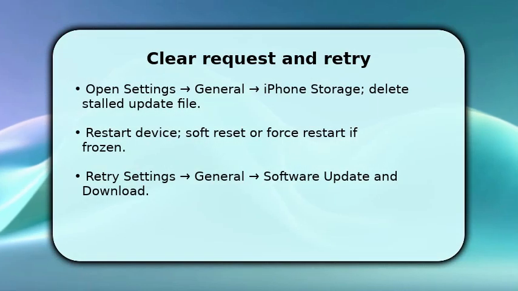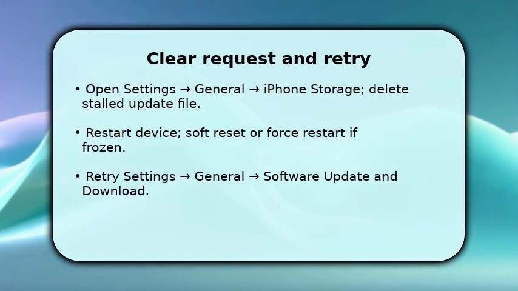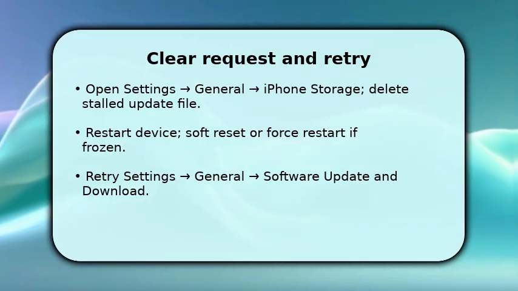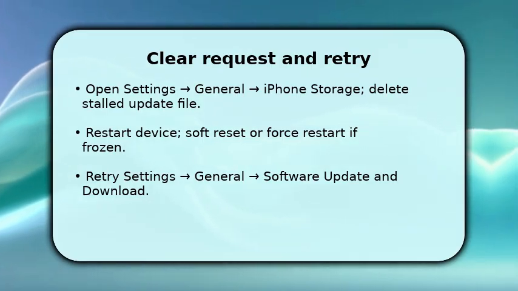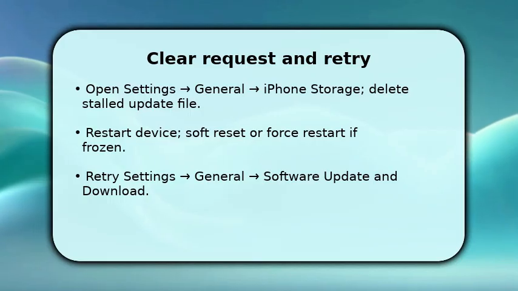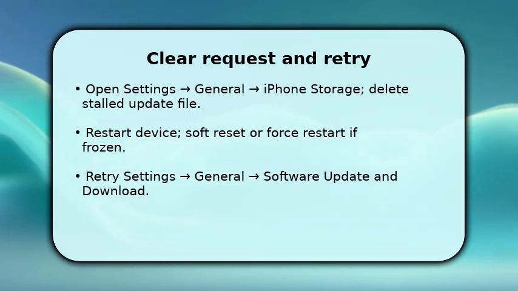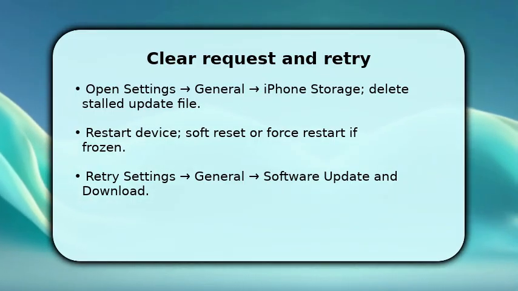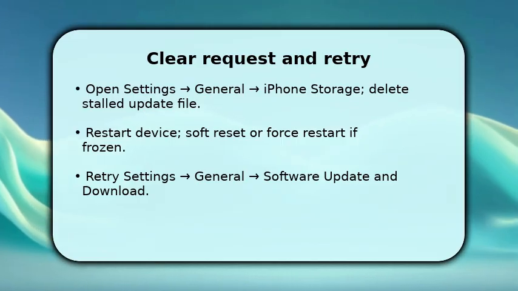Now you'll clear the stuck update and retry. Go to Settings, General, iPhone Storage, scroll to the iOS update file and delete it to remove the corrupted download. Once removed, restart the device. Perform a force restart only if the phone is unresponsive. After reboot, return to Settings, General, Software Update and tap Download and Install. You'll see progress. If it stalls again, cancel, delete the update file, and repeat this controlled retry sequence.